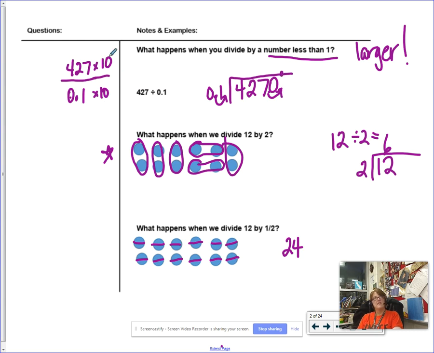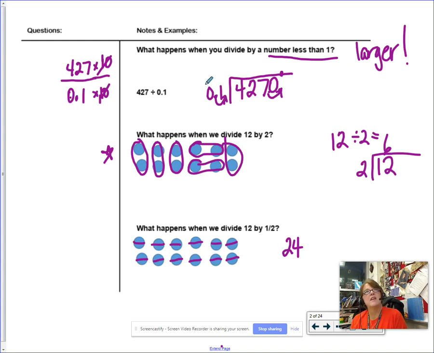Because 10 divided by 10 is 1. I haven't changed the value of this division problem or that quotient, because if I multiply this number by 10 and multiply the denominator by 10, it's the same as multiplying by 1. So do you remember doing this? If you move the decimal point over by 1 decimal place, that's a 10.